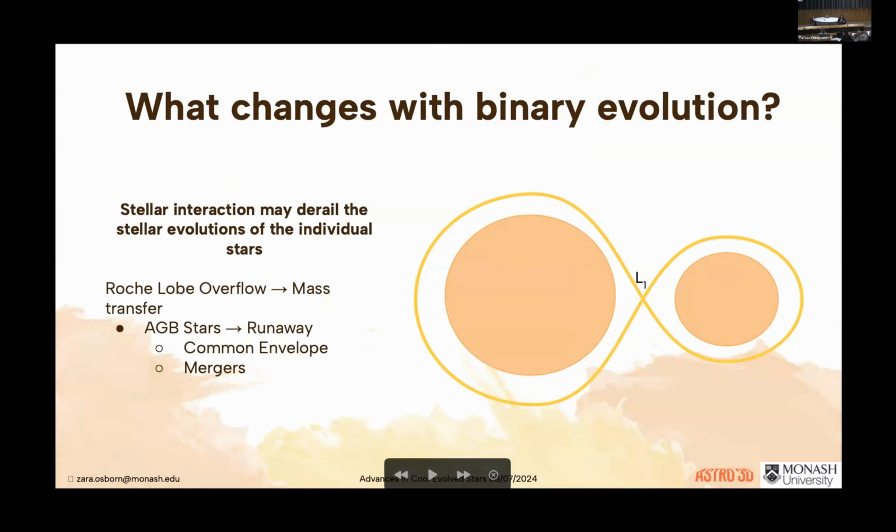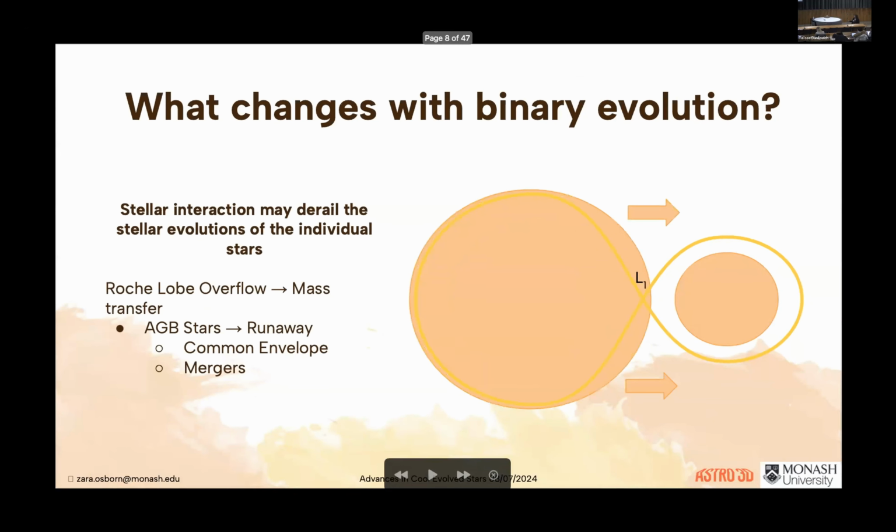But what I'm interested in is what changes with binary evolution. So binary stars are very interesting as they have the ability to share their material. Binary systems have this thing called the Roche lobe, where within the Roche lobe, mass is gravitationally bound to the enclosed star. But should a star expand beyond the Roche lobe, mass is transferred from one star to the other, and this is known as Roche lobe overflow.